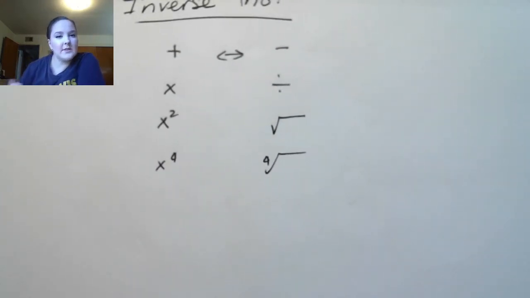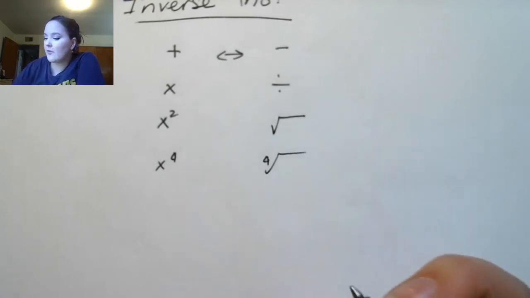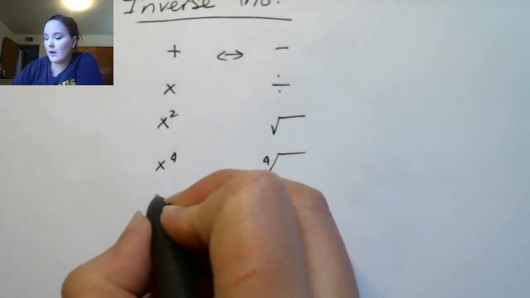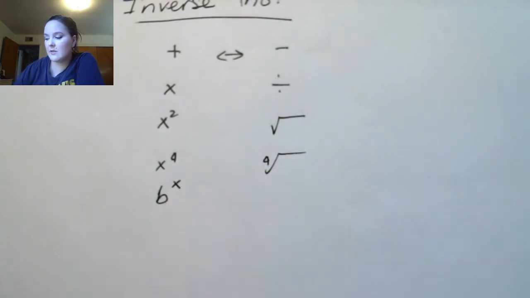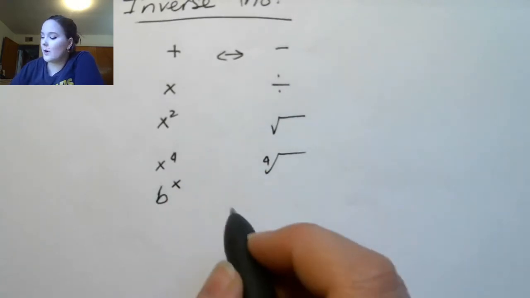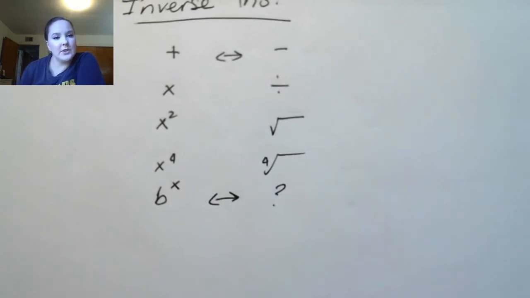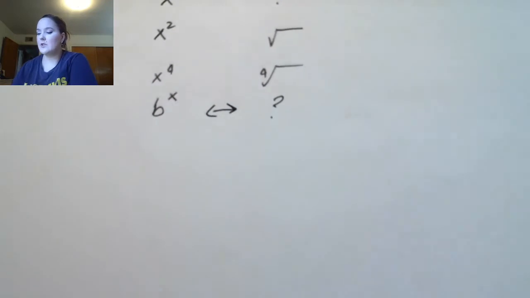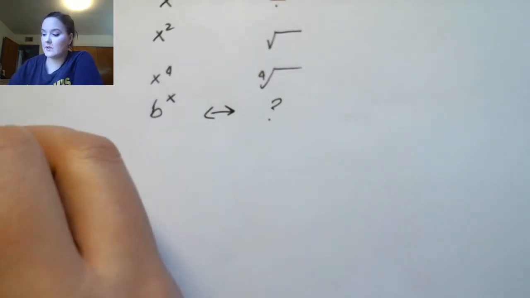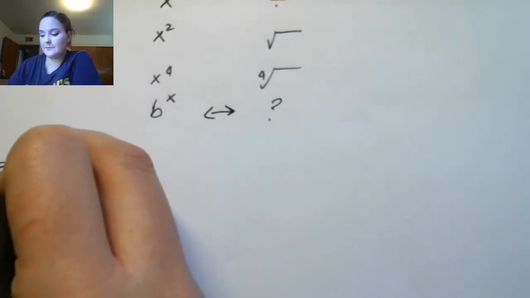And then in 7.1, we had talked about functions that looked like b to the x. So the question is, what's the opposite of this function? And that's where we really get into what a logarithm is. So let's look at the definition.